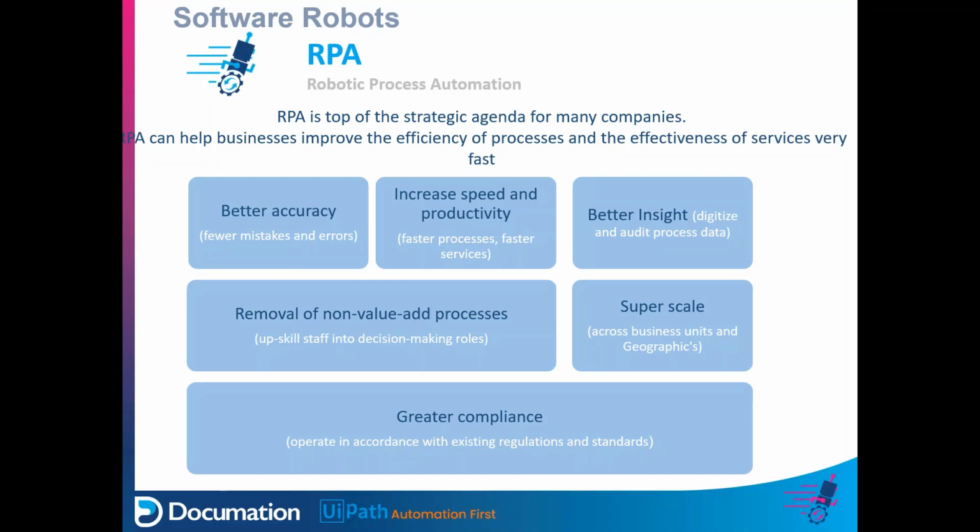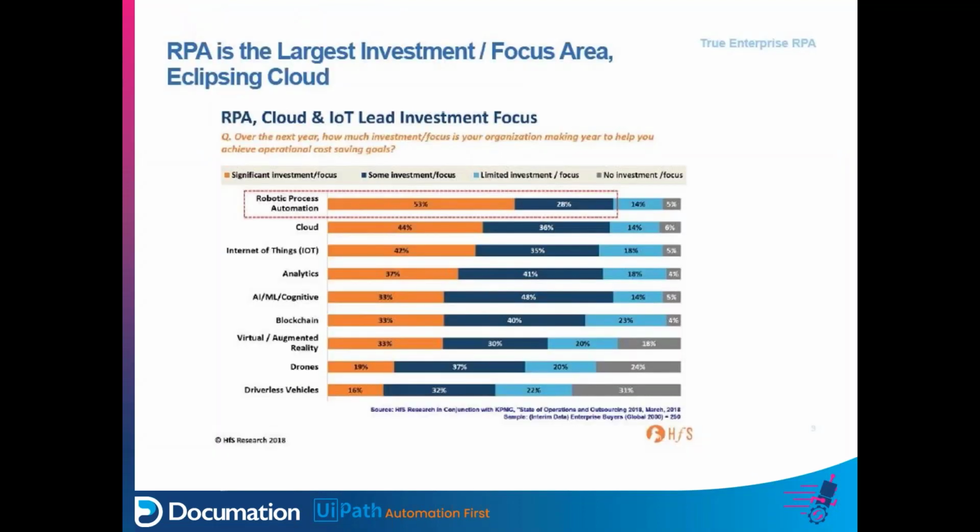So these are some of the reasons why RPA is top of the strategic agenda for many companies. It's because RPA can help improve efficiency of processes and effectiveness very quickly. It gives better accuracy, it increases speed and productivity, and gets rid of non-value-add processes, which allows your teams to get on and move into more valuable decision-making roles. And because it follows the rules slavishly, robotically, it gives greater compliance.